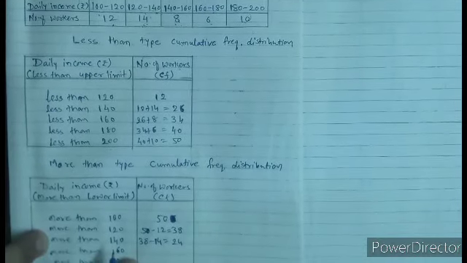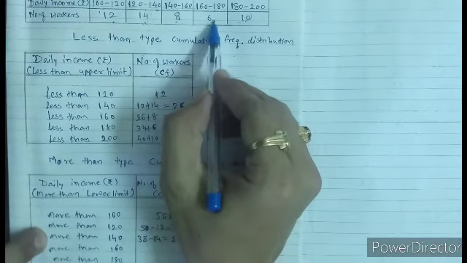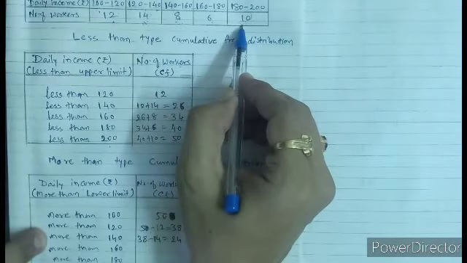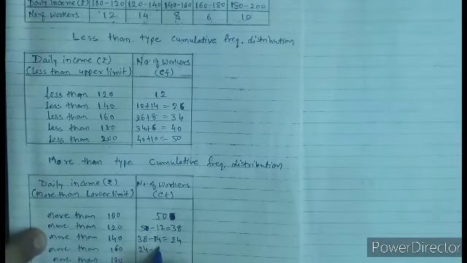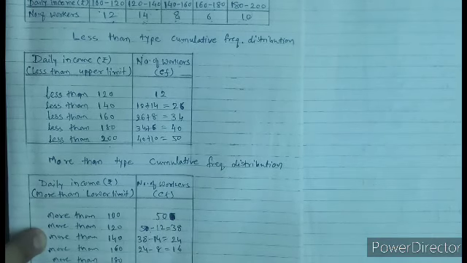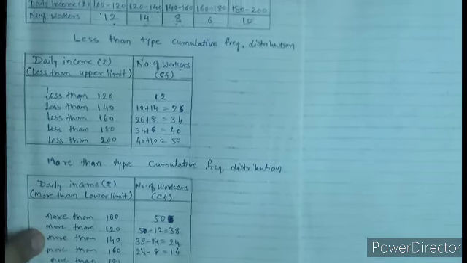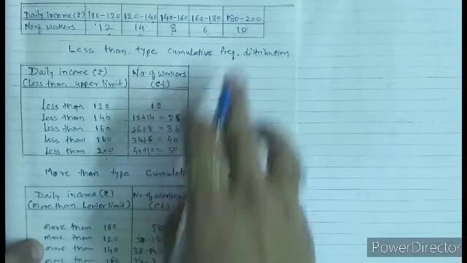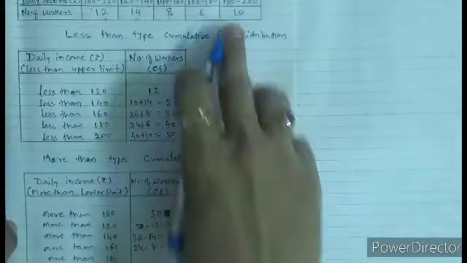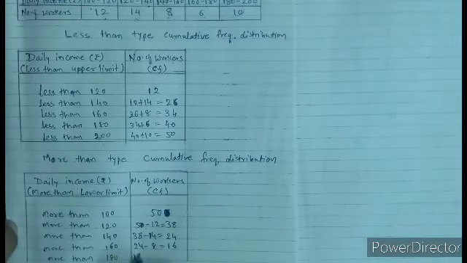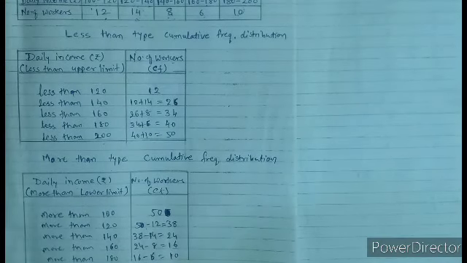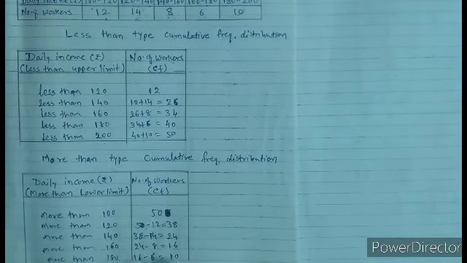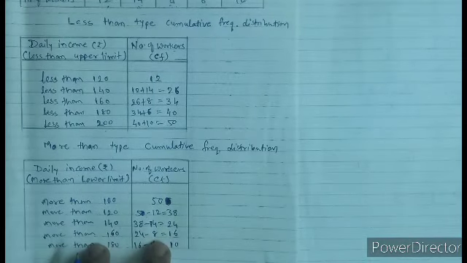Then for more than 160, you can add 6 plus 10, that will be 16, or you can subtract 8 from this 24. So 24 minus 8 will be 16. This is more than 160. And finally, more than 180, there are 10 workers, or we can say 16 minus 6, that is 10. So 16 minus 6 will be 10. This is the number of workers having daily income more than 180 rupees. So this is the way we can get the tabular form of more than type of cumulative frequency distribution.